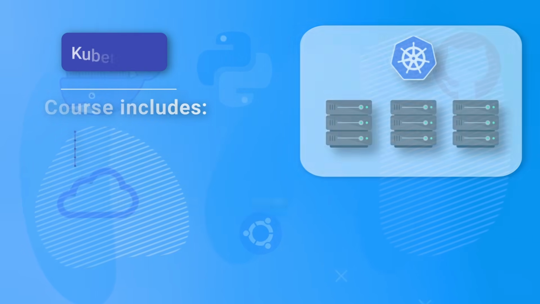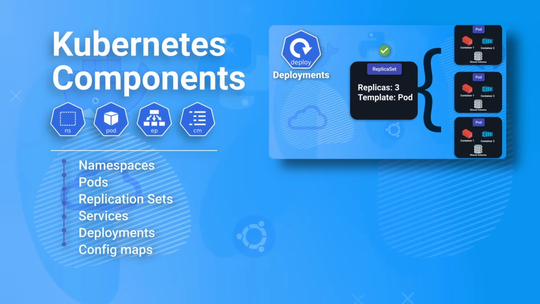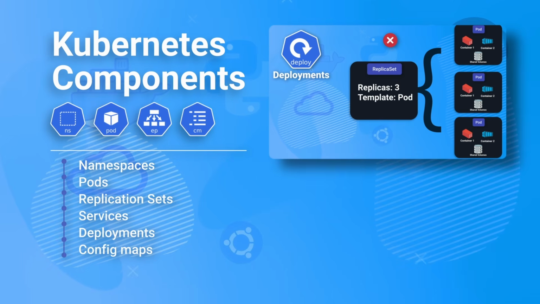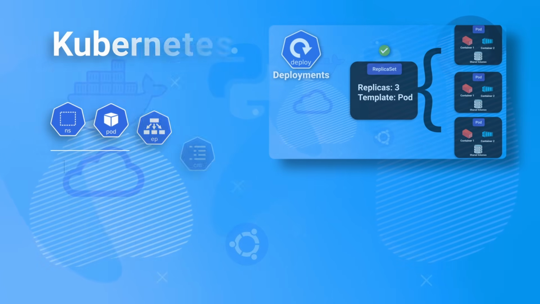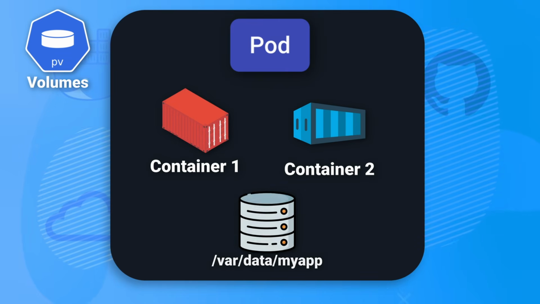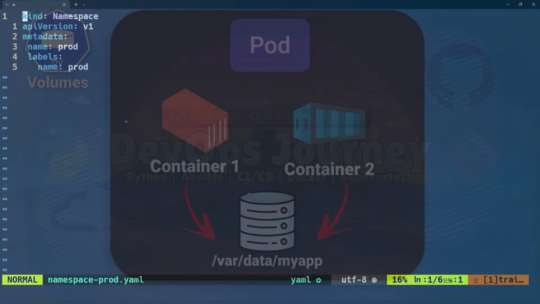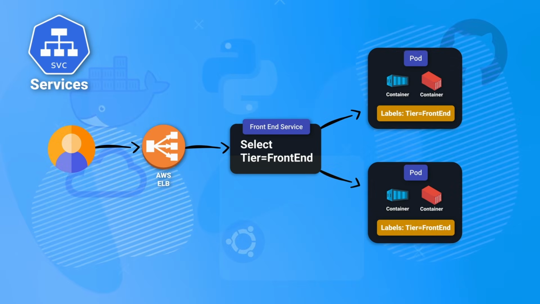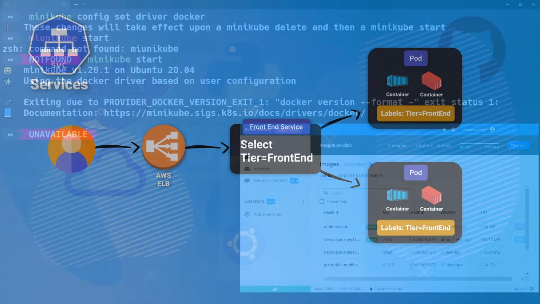You'll also learn all about the logical components of Kubernetes, such as namespaces, pods, replication sets, services, deployments, and configuration maps. We're going to have an overview of how all these key components work together and how you can manage them using Kubernetes manifests.